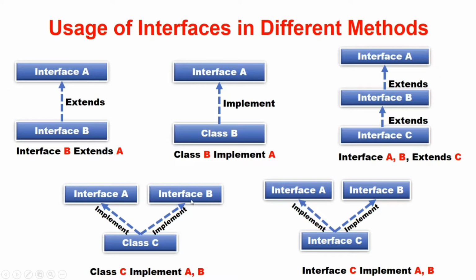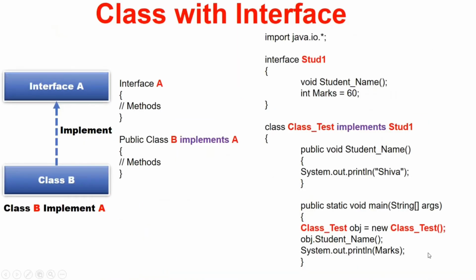So this is another example. In this example, interfaces A and B are implemented by C, but here we have two interfaces. These two interfaces also can be extended. Here C is also an interface, not a class. So here the interface C extends A as well as B in a single statement, right? So now let's start with the implementation.